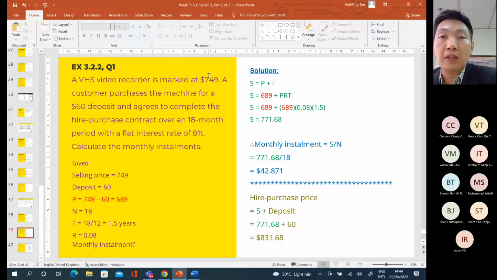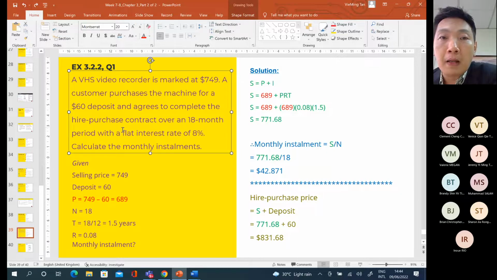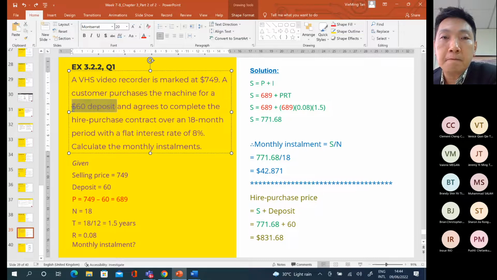$749. So I just put selling price here. First sentence. Okay. So next sentence, a customer purchases the machine. Okay, yes, the customer would like to purchase the machine. However, the customer will only pay $60 as deposit first. $60 of deposit means the down payment. Make the deposit payment. Right?